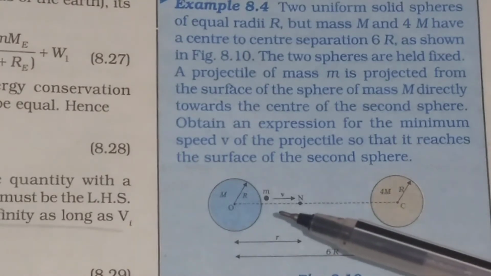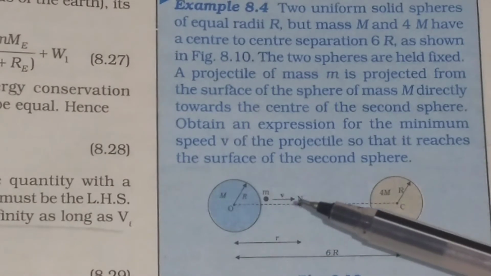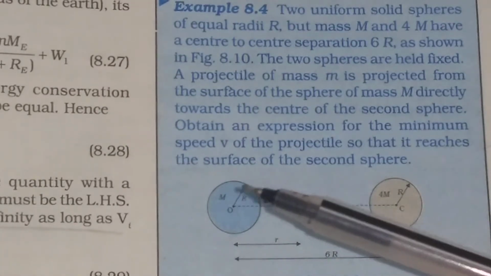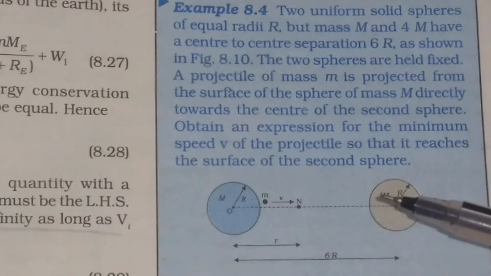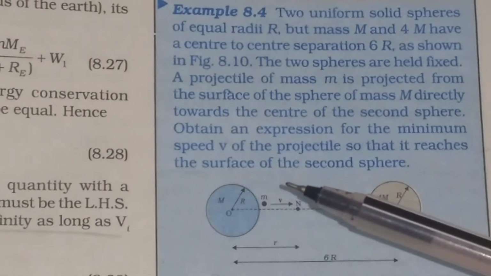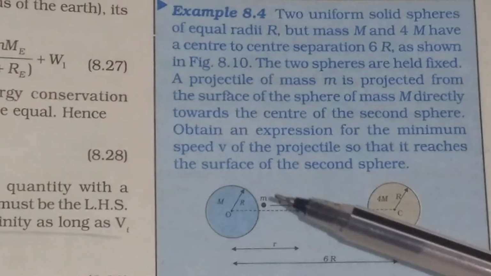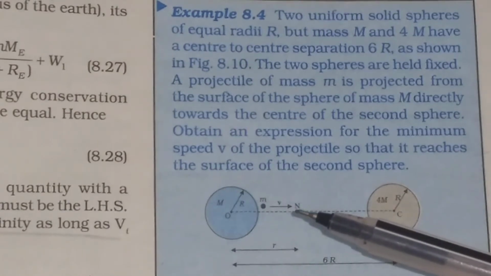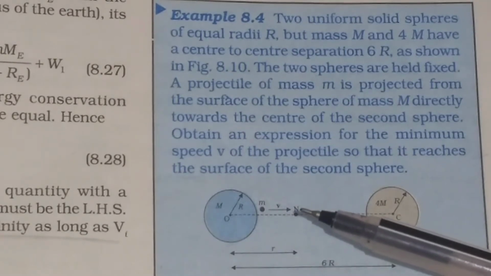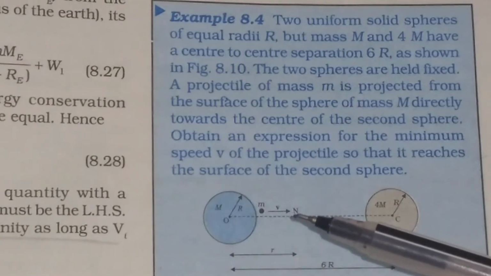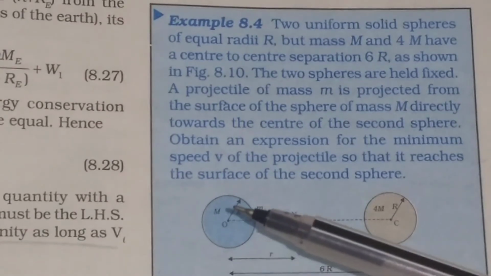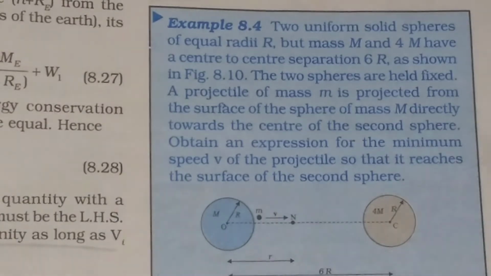The projectile is acted upon by two mutually opposing gravitational forces. One gravitational force is due to this mass m and another gravitational force is due to this mass 4m. And you have a position where the two forces cancel each other. Suppose this position is N, which is called the neutral point. So here N is the neutral point, which is at a distance, suppose r, from the center of the sphere of mass m.